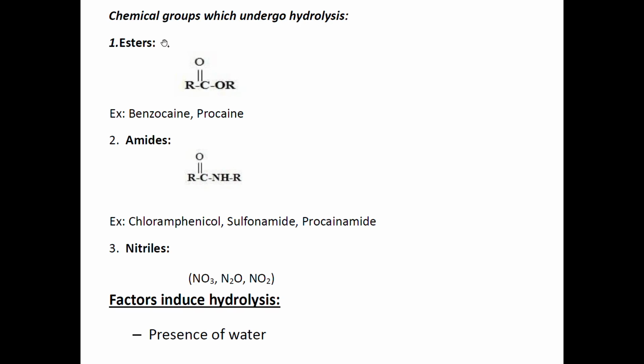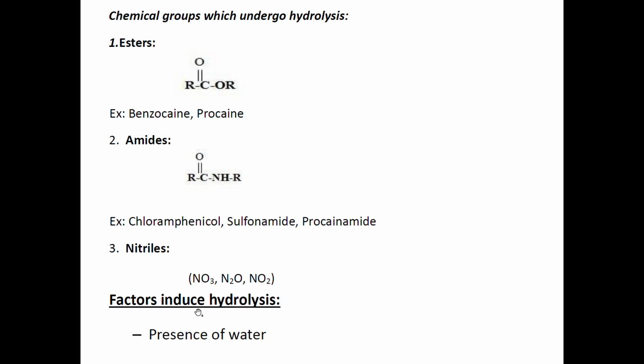So there are some groups which may undergo hydrolysis: esters, amides, nitriles. Actually, to understand it, we need to learn how this bond has been formed. Ester is usually formed from an acid and alcohol by the removal of water. So whenever you are using water, it will ultimately cause hydrolysis. Same, amide is formed by the reaction of carboxylic acid and amine. So whenever you are again adding water, this will cause hydrolysis of this bond. This is also the same for nitriles.